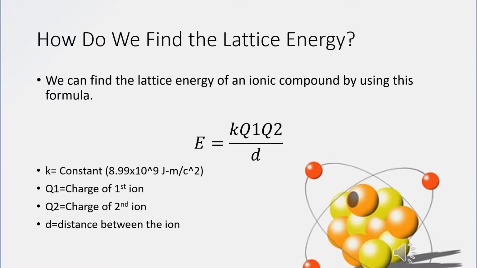In this instance, K is a constant, which is 8.99 times 10 to the 9th joules per mole per coulomb squared. Q sub 1 is the charge of the first ion, Q sub 2 is the charge of the second ion, and D is simply the distance between the ions.